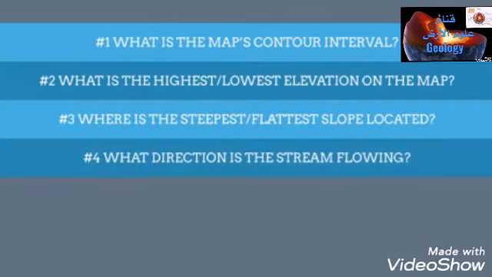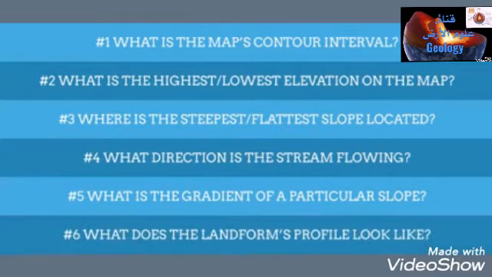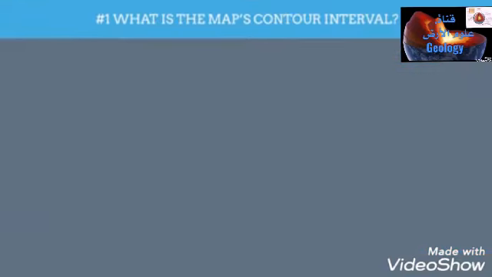Fourth, what direction is a stream or a river flowing? Fifth, what is the gradient of a particular slope? And sixth, what does this landform look like from the side? In other words, what does the profile view look like? So what I want to do is go through each of these questions and give you an example of how they can be answered. Let's start with the first question.